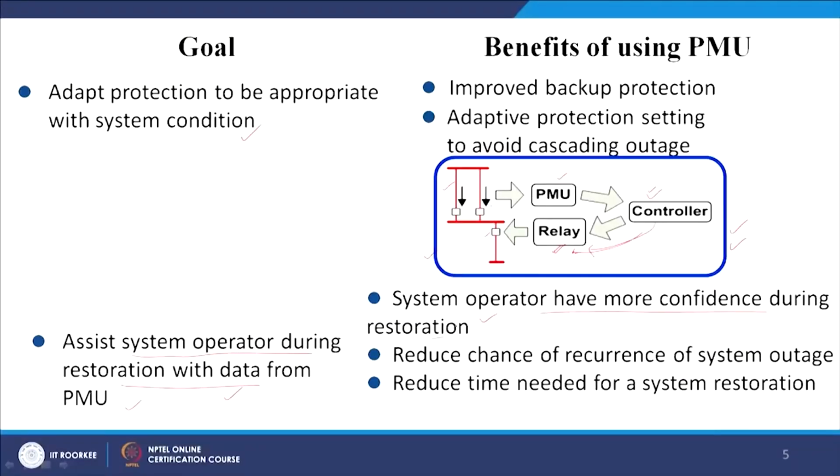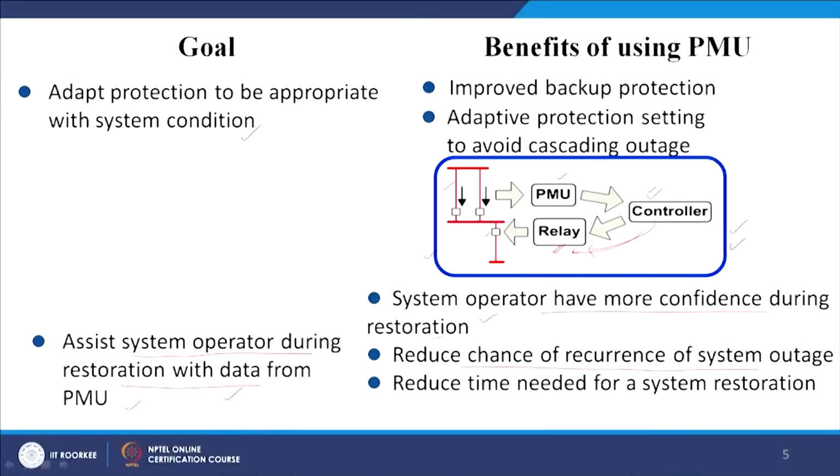The system operator has more confidence during the restoration process, because the operator knows the status of the line, the circuit breaker or bus, whatever equipment we have. All the information is with the operator. So, the operator can easily take the decision, reduce the chance of recurrence of system outage, and also reduce the time needed for restoration. So, within a very short period of time we can restore the system, and the power is back to its original position.